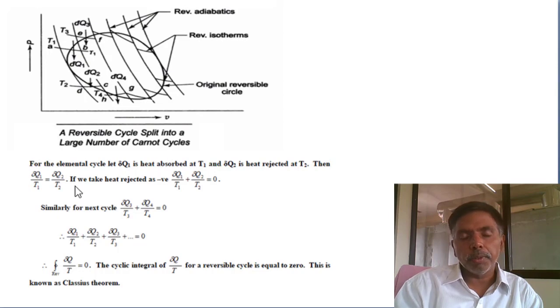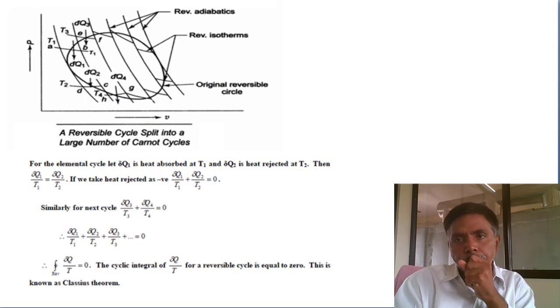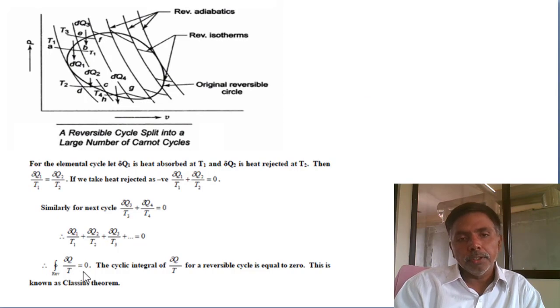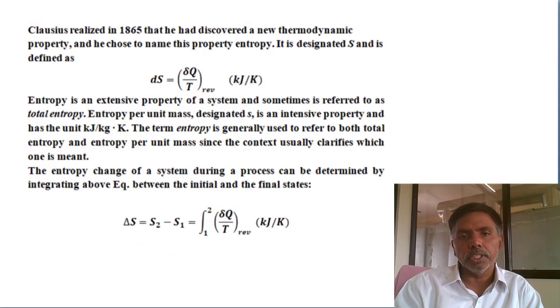Then we know the heat to temperature ratio is equal. Then dou Q1 by T1 equals dou Q2 by T2 for the first cycle. Like that, n number of cycles. Then the summation of dou Q1 by T1 plus dou Q2 by T2 is 0. So finally, in a reversible process, in cyclic operation, n number of cycles being completed, the cyclic integral of dou Q by T equals 0. That is the derivation of how we can prove it.